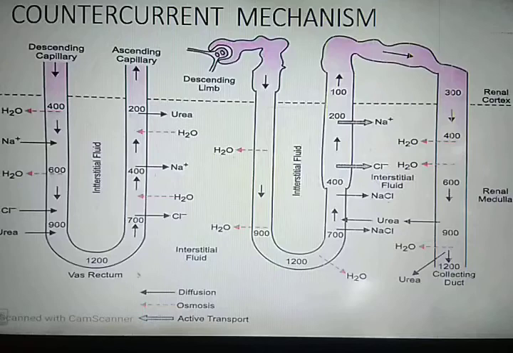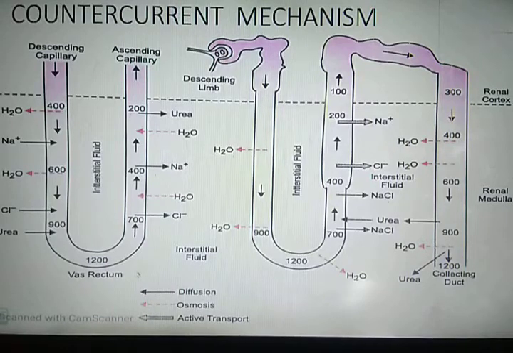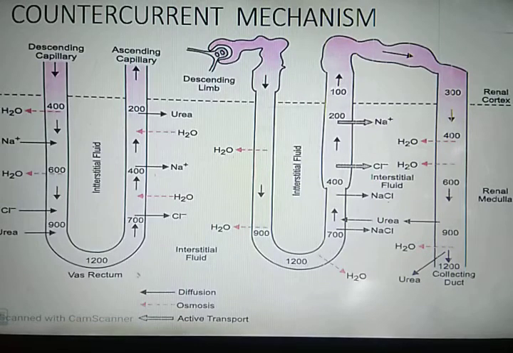The next topic is countercurrent mechanism of urine concentration. In mammals, kidneys have a special mechanism for concentrating the urine, called countercurrent mechanism, and this mechanism depends on loop of Henle and vasa recta.